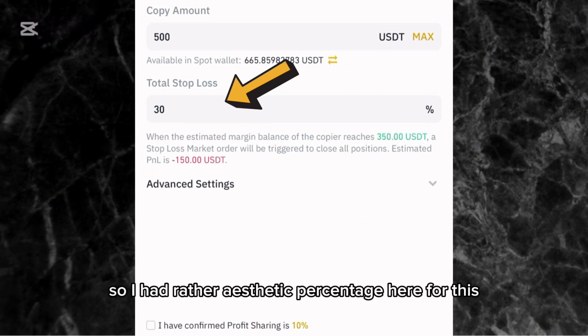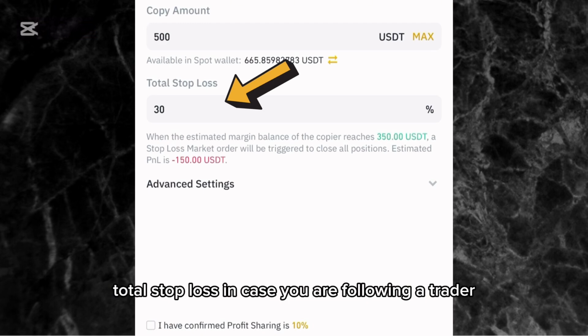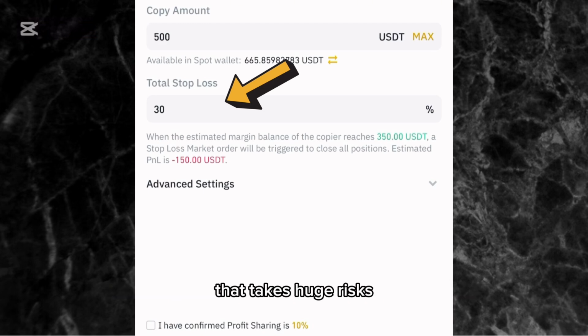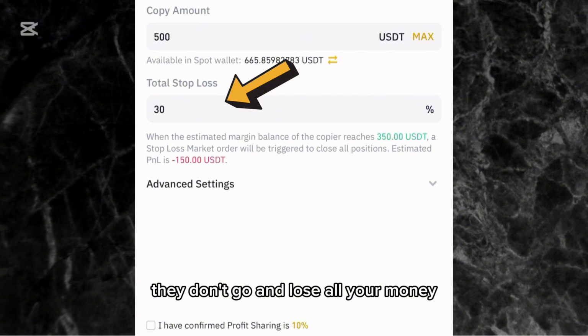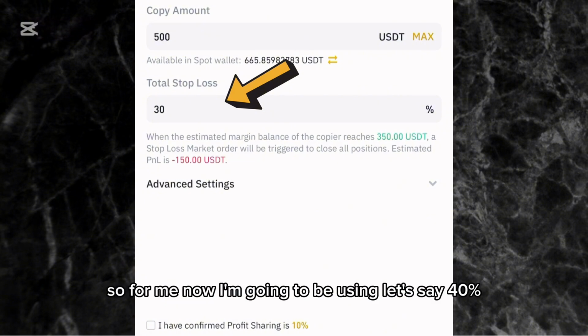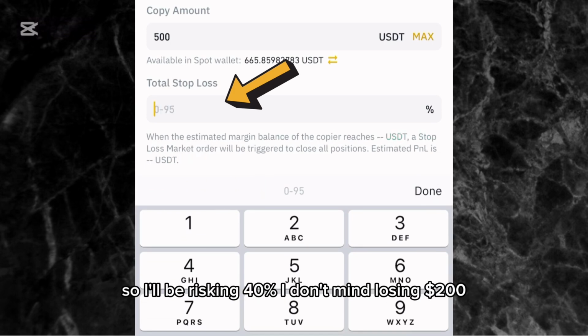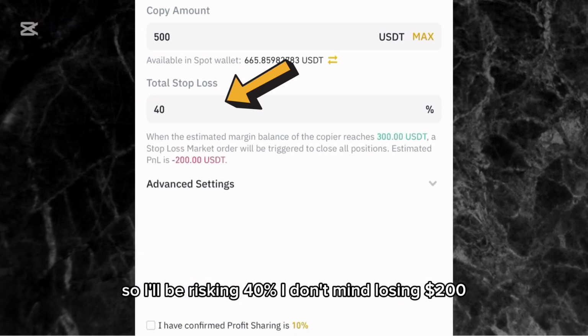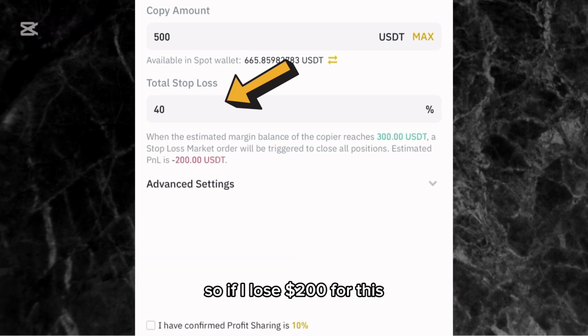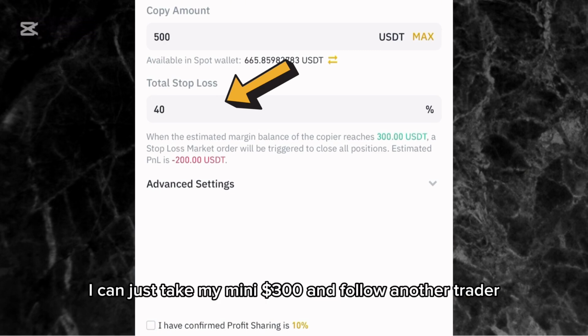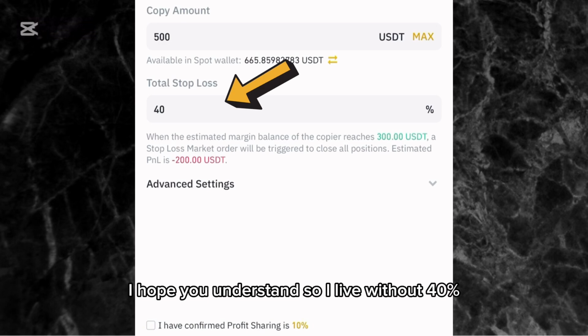So I advise that you set the percentage here for this total stop loss in case you are following a trader that takes huge risks so that you don't go and lose all your money. So I advise that you really set this stop loss. So for me now, I'm going to be using 40%. So I'll be risking 40%. I don't mind losing $200. So if I lose $200 for this, I don't mind. I can just take my remaining $300 and follow another trader. I hope you understand. So I'll leave it at 40%.